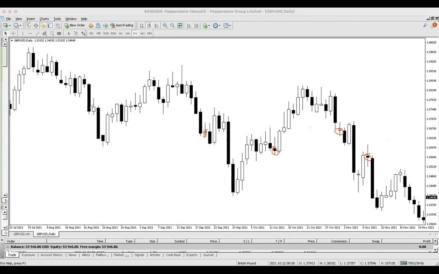I'll repeat this again. What is very important, when you open a chart as a trader, is for you to understand what every candle represents or what every candle means. All right. So let's continue.